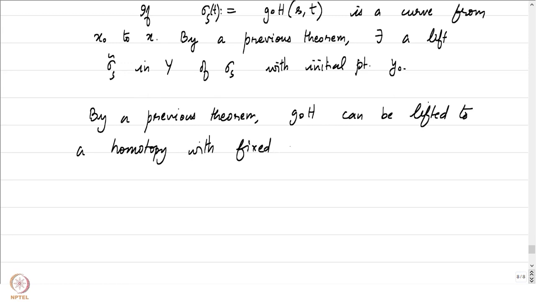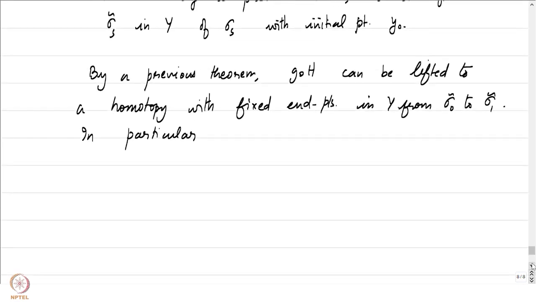With fixed endpoints in capital Y. In particular, from sigma 0 tilde to sigma 1 tilde, where sigma 1 tilde is the lift of sigma 1 which starts at y naught, the terminal point of sigma 1 tilde is equal to g tilde of z, which is the terminal point of sigma 0 tilde. Hence, g tilde is well defined.